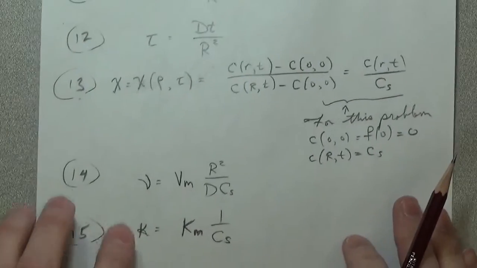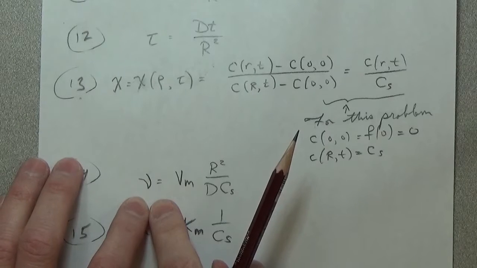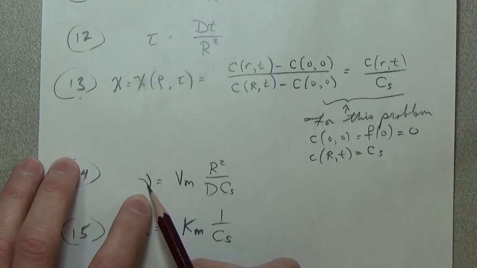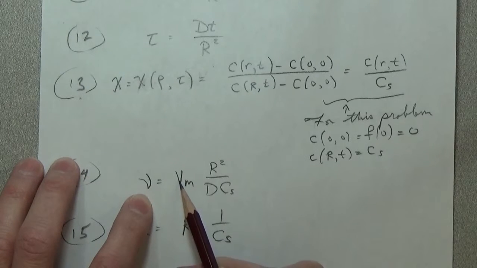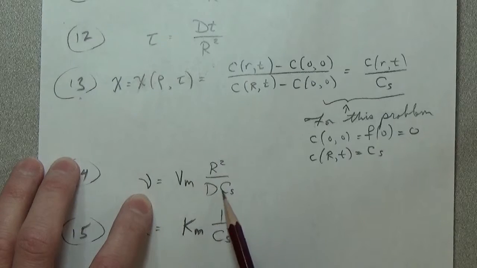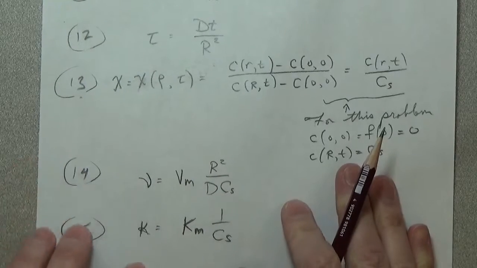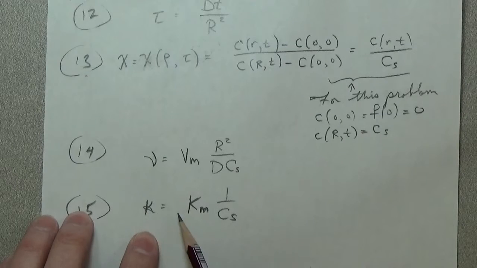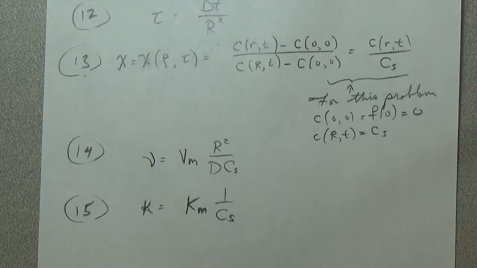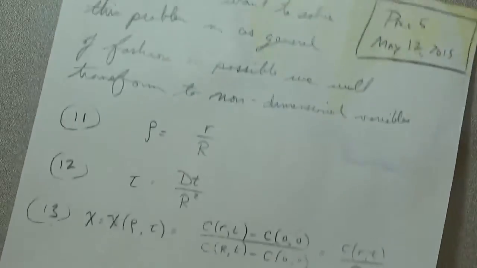So next we have the Michaelis-Menten parameters. We're going to use nu, which is going to be Vm times R squared over D Cs, and kappa, we're going to call this kappa, is equal to Km times 1 over Cs. And you can see where this comes from here.